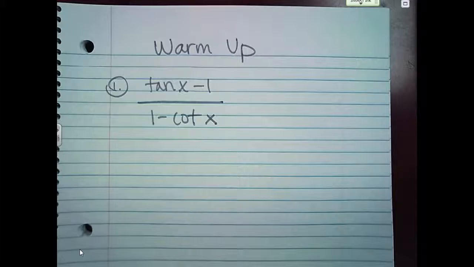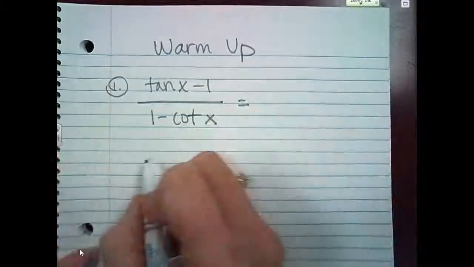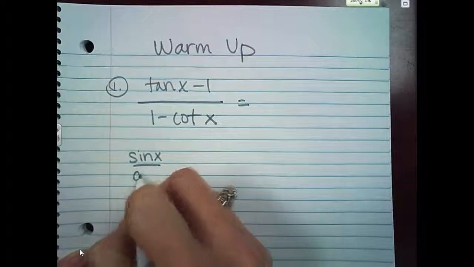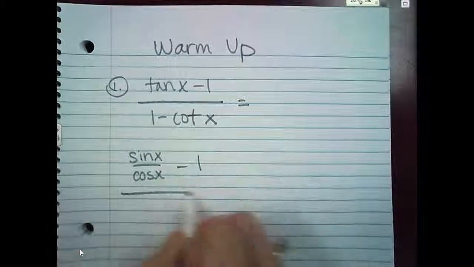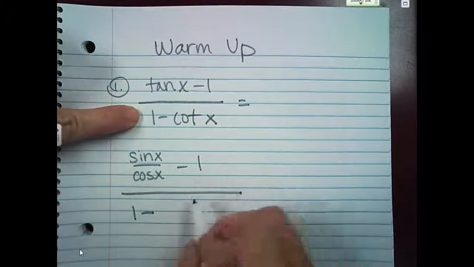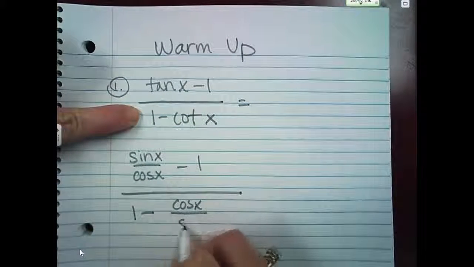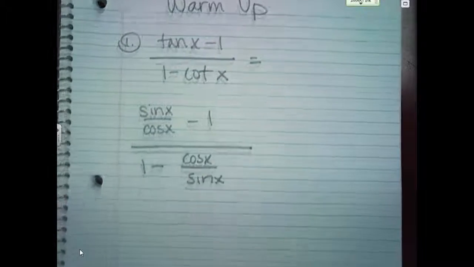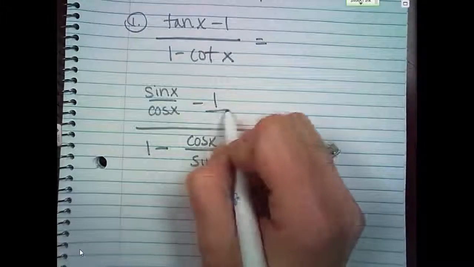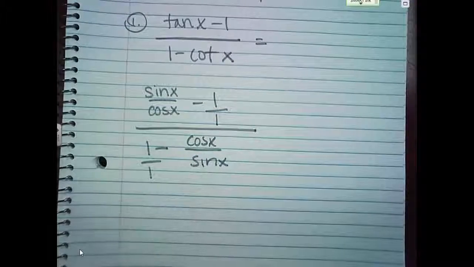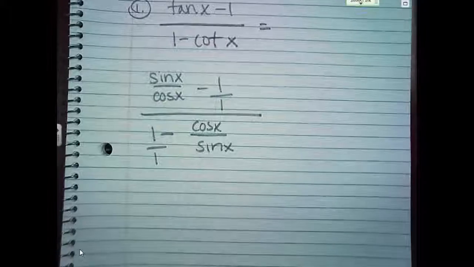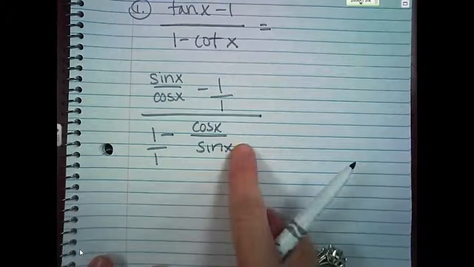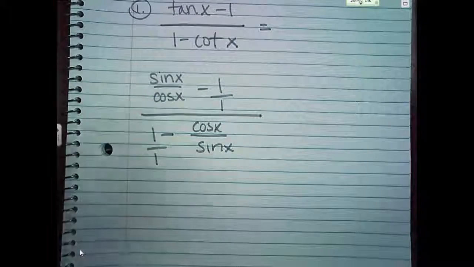Tangent is y over x. So you're going to rewrite the top as sine of x over cosine minus 1, all over 1 minus cotangent, which would be cosine of x over sine of x. Now, in the top, if I put this 1 over 1, and I put this 1 over 1, it'll make it look a little better. Because if I can get one fraction in the numerator and one fraction in the denominator, I'm just going to flip. So I just need to clean up the top.